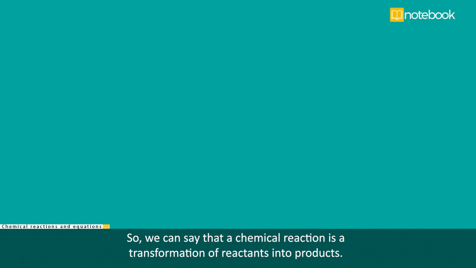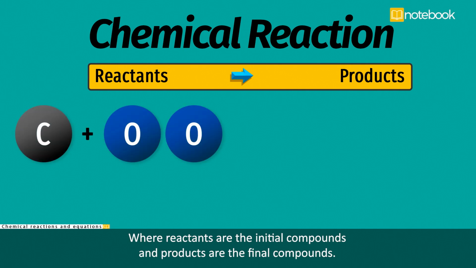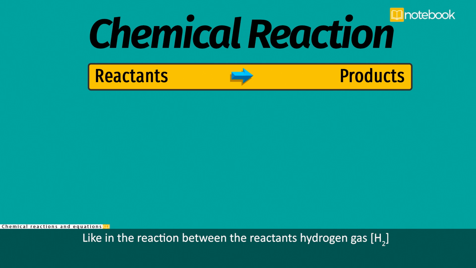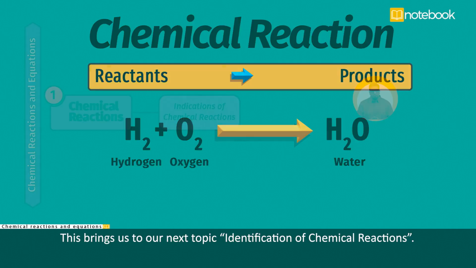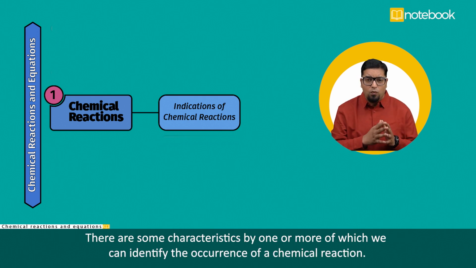So, we can say that a chemical reaction is a transformation of reactants into products, where reactants are the initial compounds and the products are the final compounds. Like in the reaction between reactants hydrogen gas, H2, and oxygen gas, O2, forms water, H2O, as the product. This brings us to our next topic, identification of chemical reactions. There are some characteristics by one or more of which we can identify the occurrence of a chemical reaction.